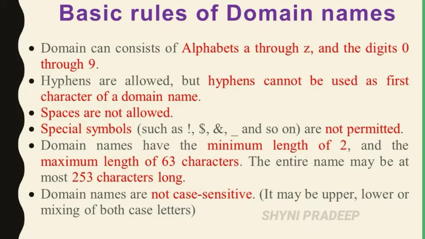Special symbols are not permitted, such as exclamation symbol, dollar symbol, ampersand symbol, underscore symbol, and so on. You cannot use any special symbols in a domain name. Domain names have a minimum length of 2 and a maximum length of 63 characters. The entire name may be at most 253 characters long. Domain names are not case sensitive. It may be upper or lower or mixed. You can use any of the alphabet letters.